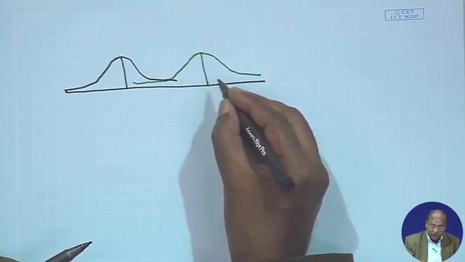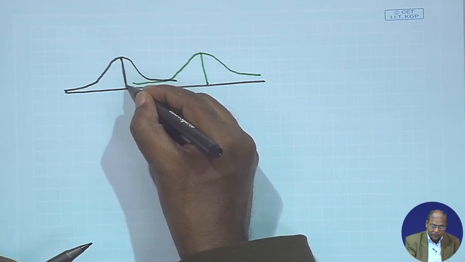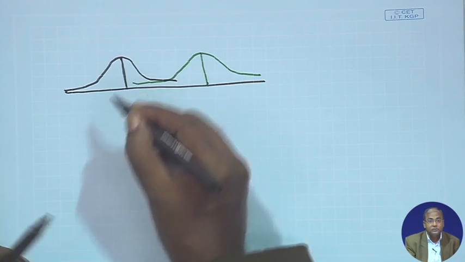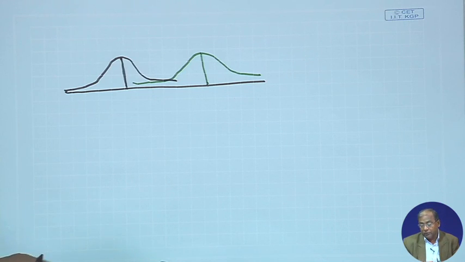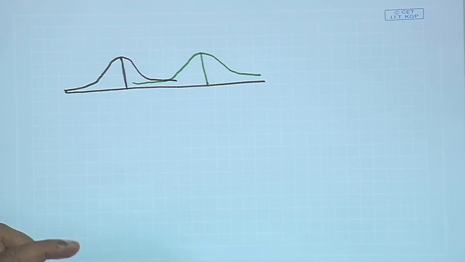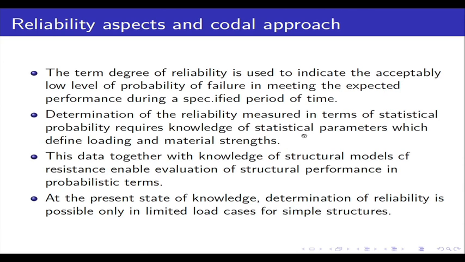Whatever we are doing statistically, it will not happen that we get only one single value every time. We shall get different values, but those values will follow a certain pattern, a certain distribution. In most cases that distribution is normal distribution, so we have to consider that here. That is why you need knowledge of statistical parameters, how it behaves statistically, for the loading and also for the material strength.